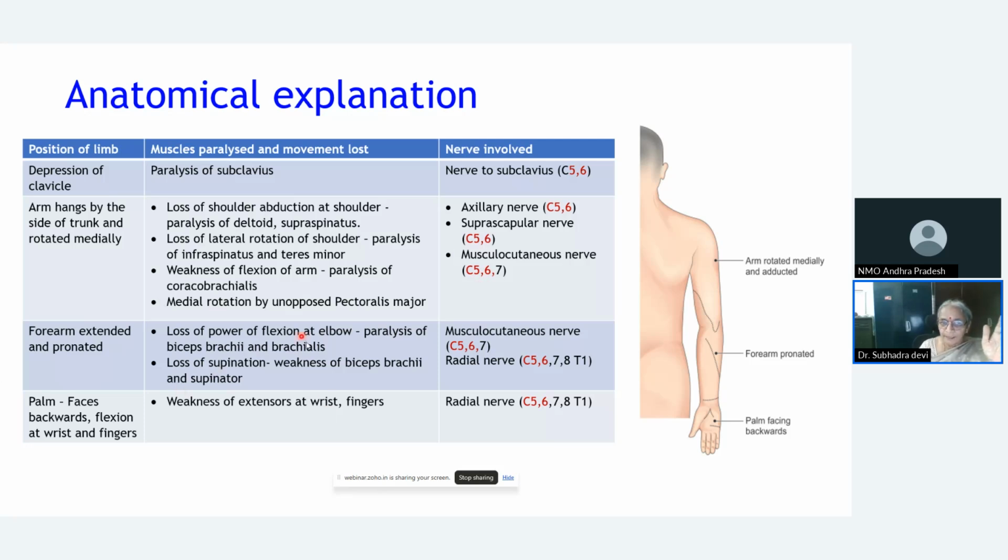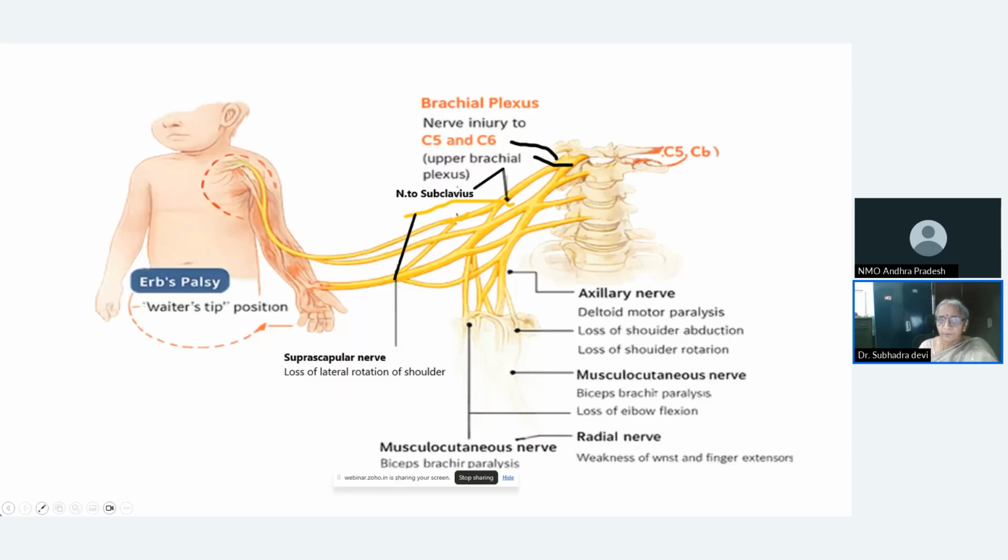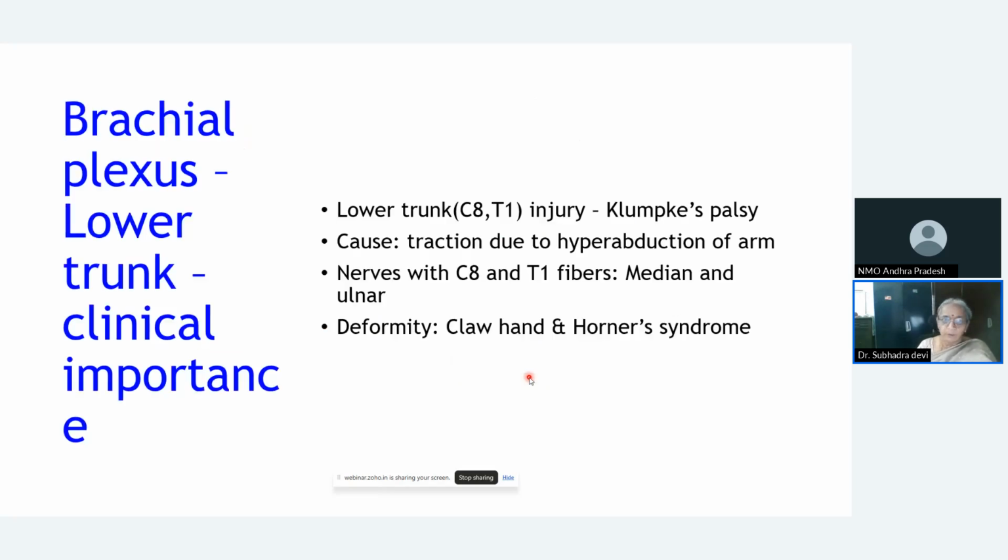So what will be the cause for this forearm positioning? Then the musculocutaneous and radial nerve both will be involved because of the supinator. And then what about the palm? Extensors are weak and finger extensors are weak. That's why the radial nerve is involved. So this explanation you should be able to give. So now you know what are all the nerves involved and why the waiter's tip position. And what nerves you should remember, if it is given as an MCQ, you should be in a position to answer.